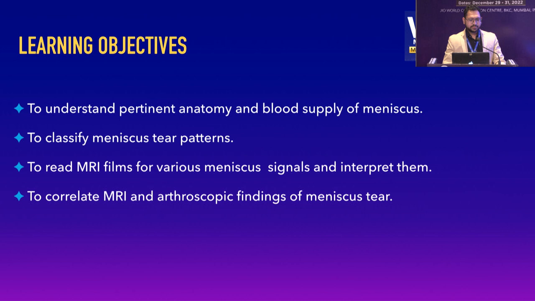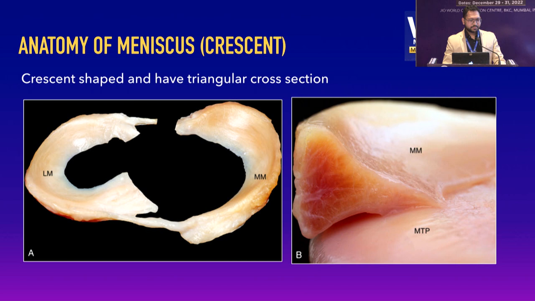So first I will start with the anatomy part. Meniscus is the word originated from the word crescent. So meniscus is crescent shaped, and on transverse section, cross section, it is triangular. You can see the posterior horn of the medial meniscus is broader as compared to the anterior horn, while in case of lateral meniscus, the anterior horn and the posterior horn both are almost of the same width.